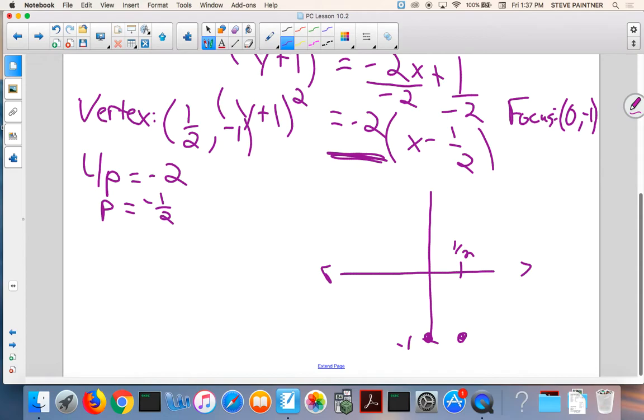Okay. Graphed our focus, graphed our vertex. What points do we want to plug into our equation? The ones on the focus. You want to plug in what? When x equals 0. When x equals 0, yeah. We have a y squared equation. Here's our equation right here. y plus 1 squared equals -2 times x minus 1/2. We want to plug in x equals 0.